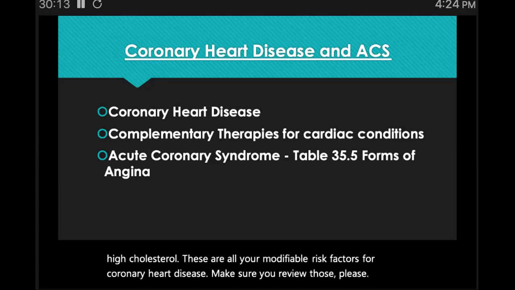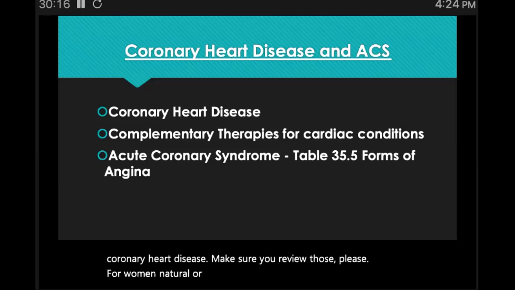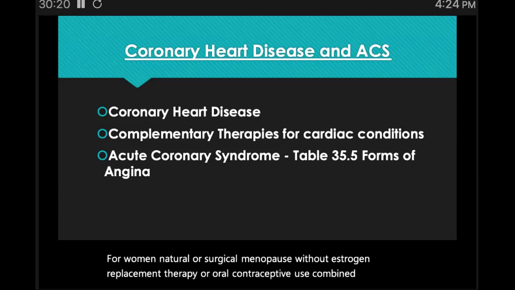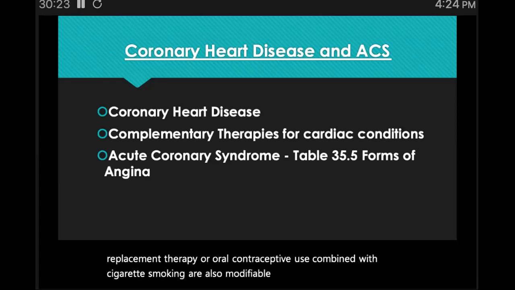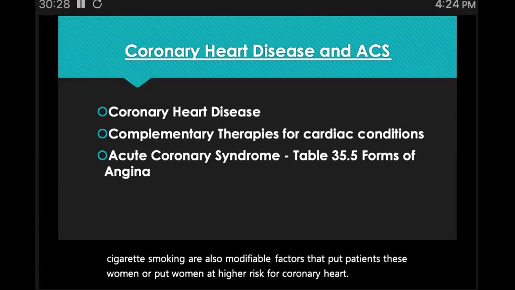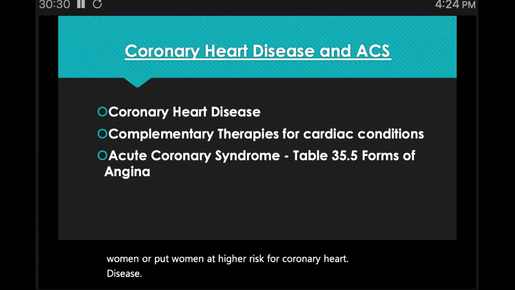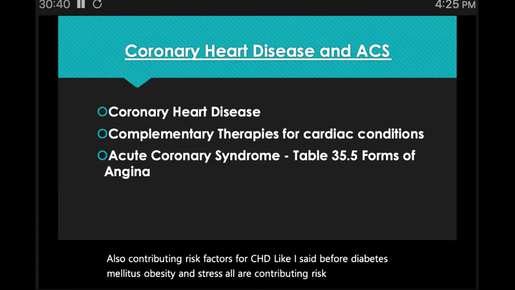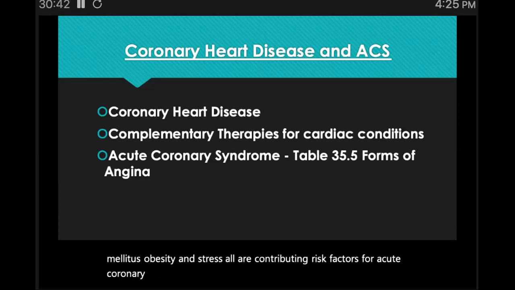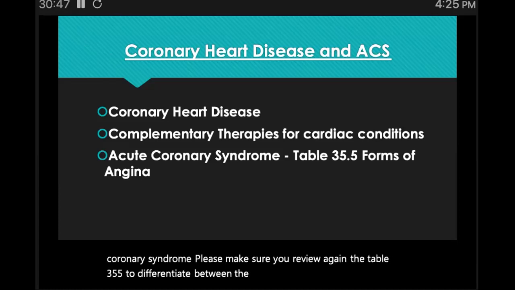For women, natural or surgical menopause without estrogen replacement therapy, or oral contraceptive use combined with cigarette smoking are also modifiable factors that put women at higher risk for coronary heart disease. Also contributing risk factors for CHD, like I said before, diabetes mellitus, obesity, and stress, all are contributing risk factors. For acute coronary syndrome, please make sure you review again the table 35.5 to differentiate between the different forms of angina.